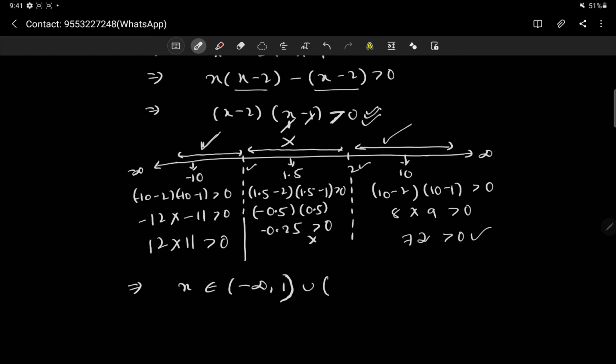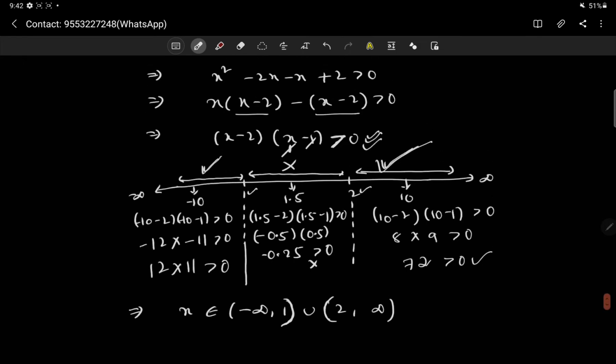Union. Next, these values. What are these values? 2 to infinity. Similarly, 2 also can't be given in place of x, so that's why open bracket is given at 2. That means exactly 2 you should not take. Anyway, 2 to infinity you have. Okay, these are the values of x.